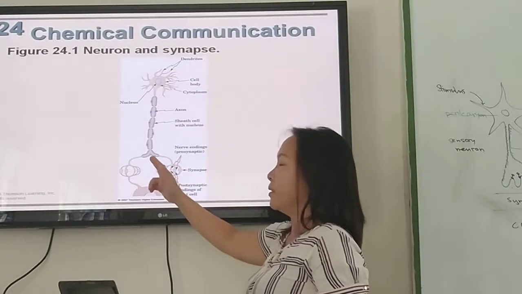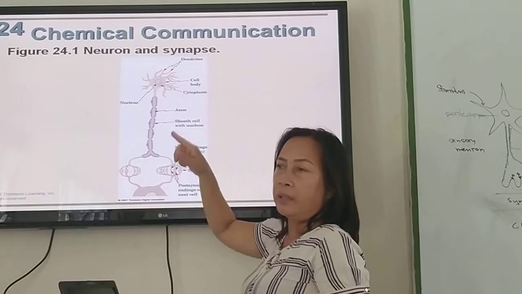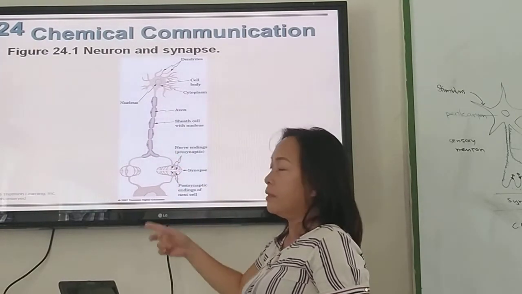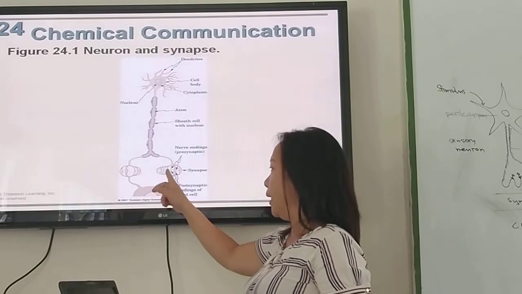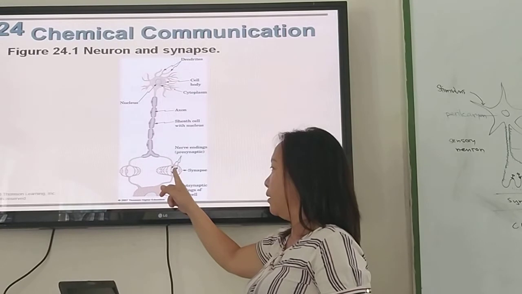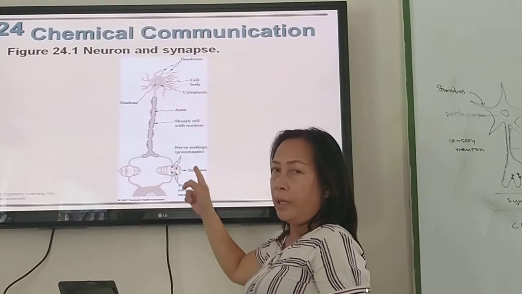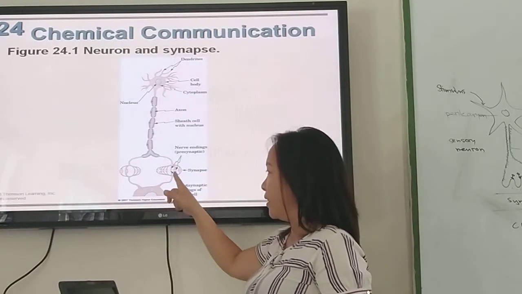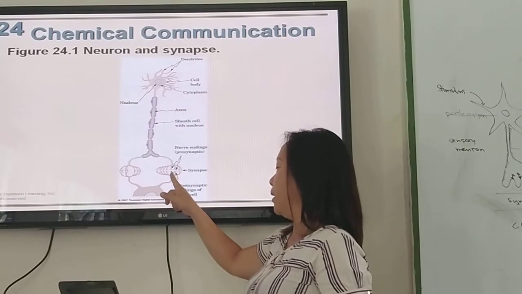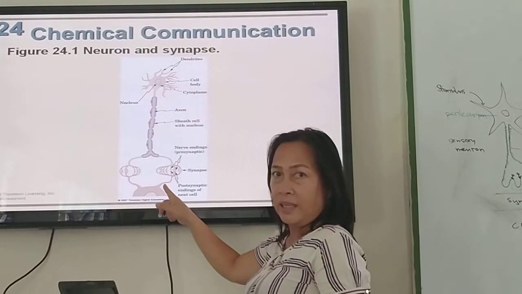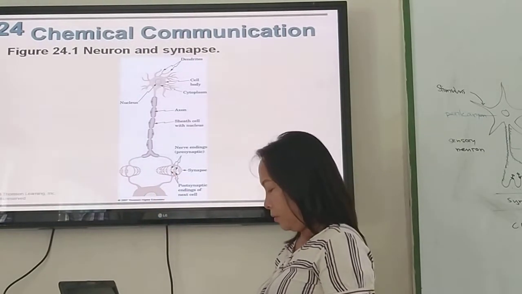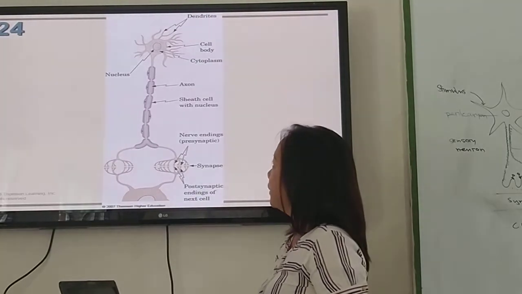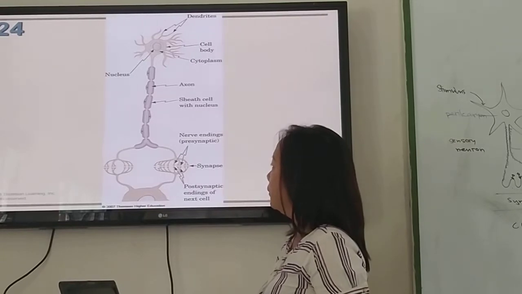Now, when they are released, I'll tell you later the mechanism of neurotransmitter release. So they would be released in the synapse, and of course there, the neurotransmitter has a specific receptor in the postsynaptic endings of the next cell. So it receives the action potential to the next neuron. Okay? So that's the expanded picture of the neuron.